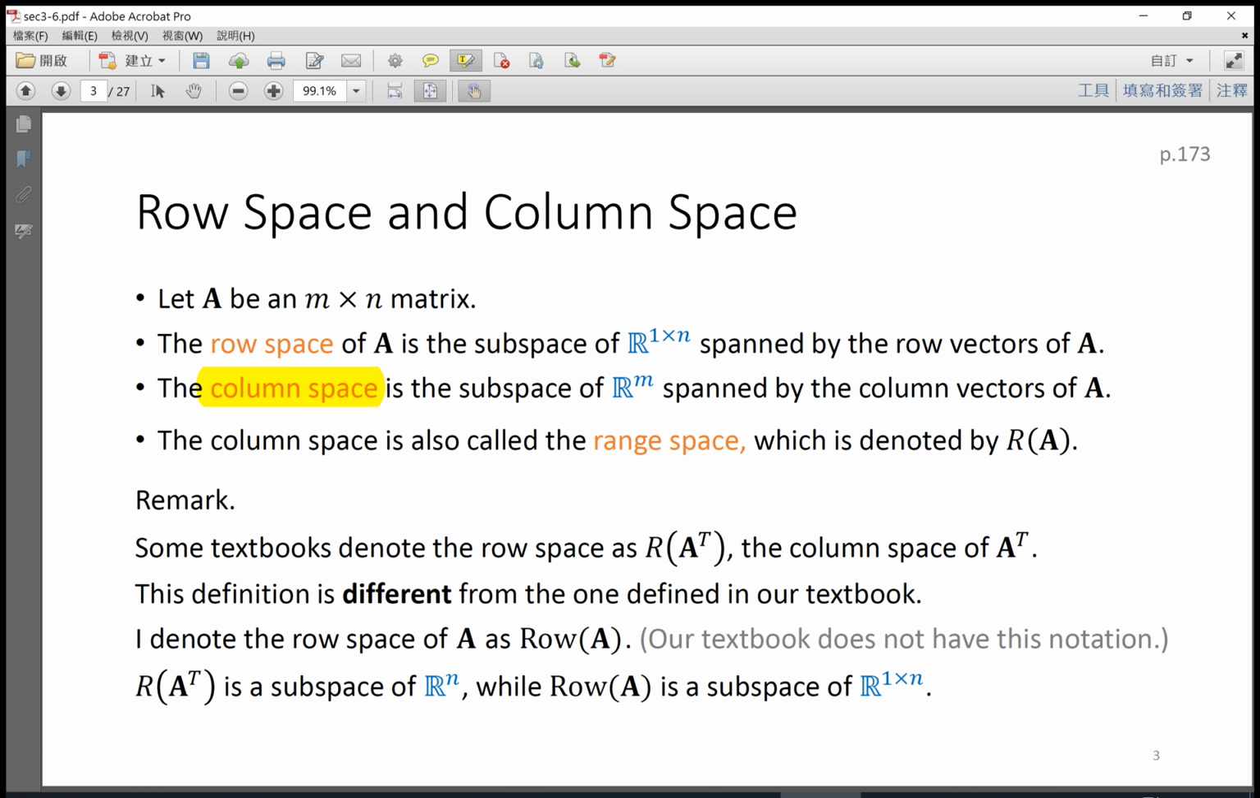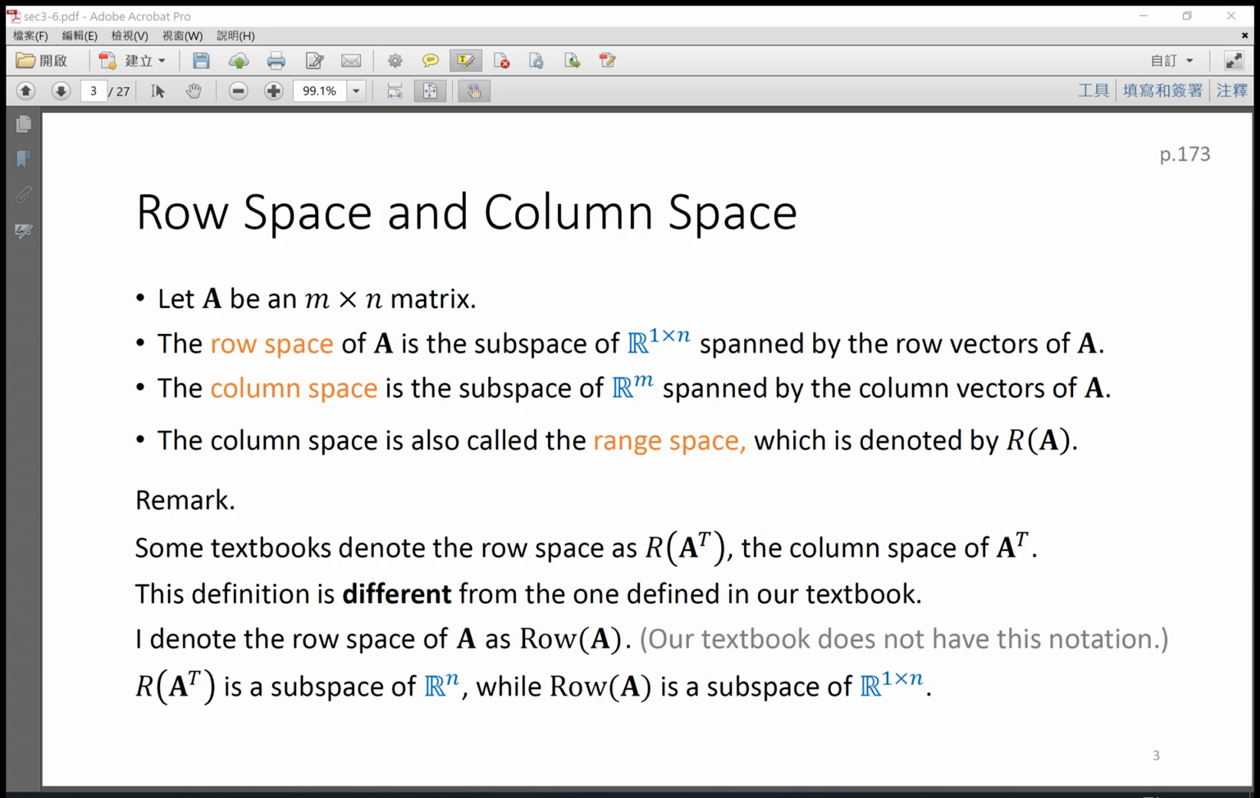The column space of A is the collection of the linear combinations of column vectors. Since each column vector is in R^m, the column space is a subspace in R^m. The column space is also called the range space and is denoted by R(A). Here, R stands for range and R does not stand for row, so R(A) means the range space or the column space.